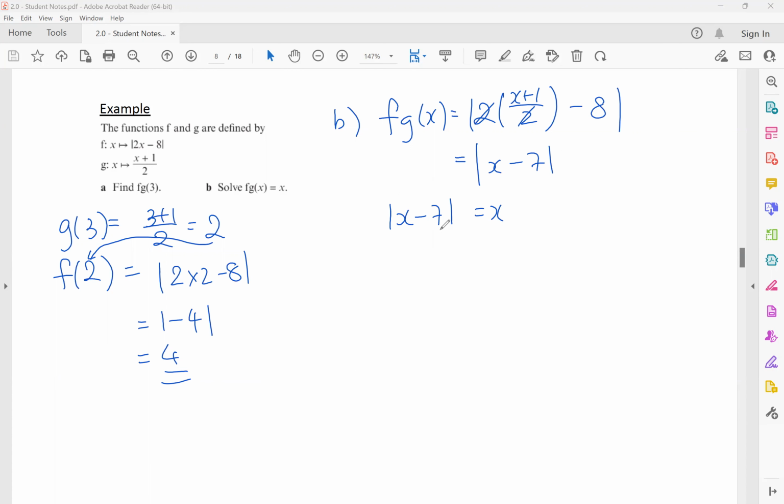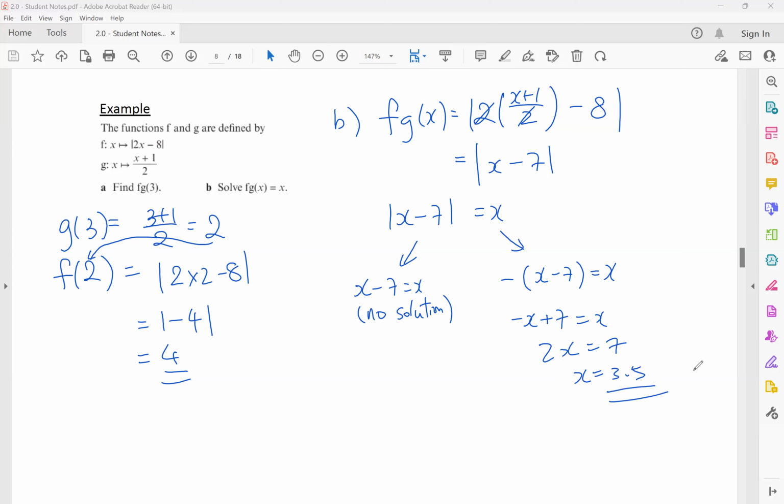If you remember from 2.1, to solve an equation with modulus, we have to consider two cases, where one is the inside being positive and the other one you put a negative bracket outside of it. So this one, now this is a funky one, because when you do x minus 7 equals x and try to solve for x, it doesn't work. That means there's no solution in here, because if you try to solve for x, you get 0 equals 7. So there's no solution. This one, negative bracket x minus 7 equals x, so 7 minus x equals x, 2x equals 7, x equals 3.5, and that's the answer.